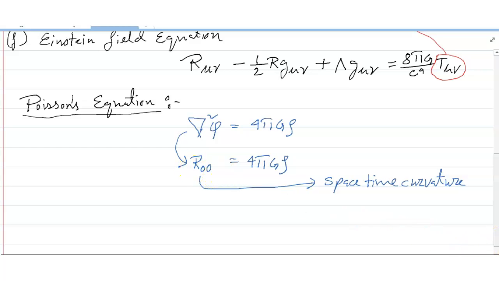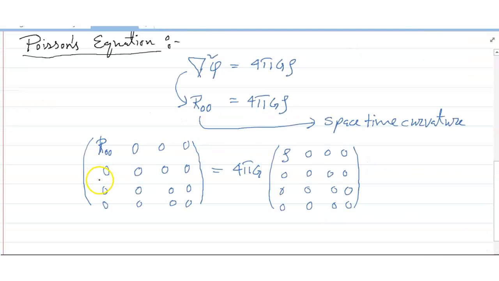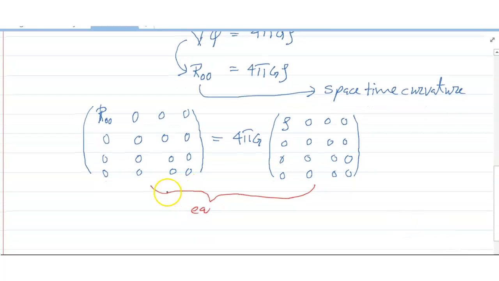So we can write it this way. We get these equations from Poisson's equation. We represent it as a matrix form.